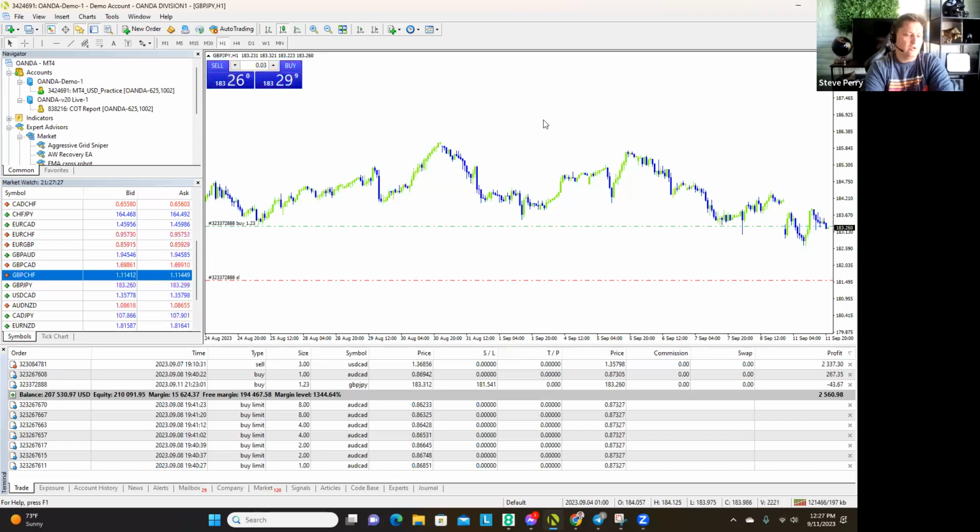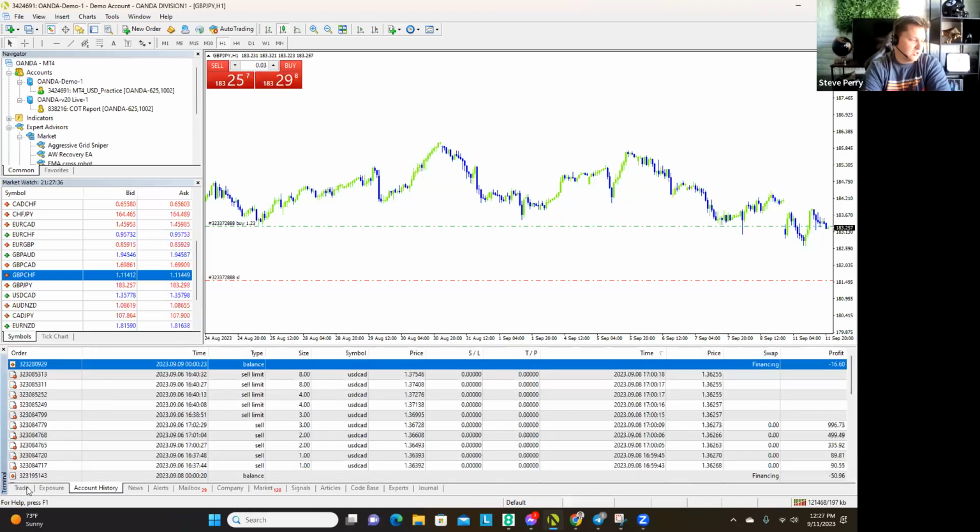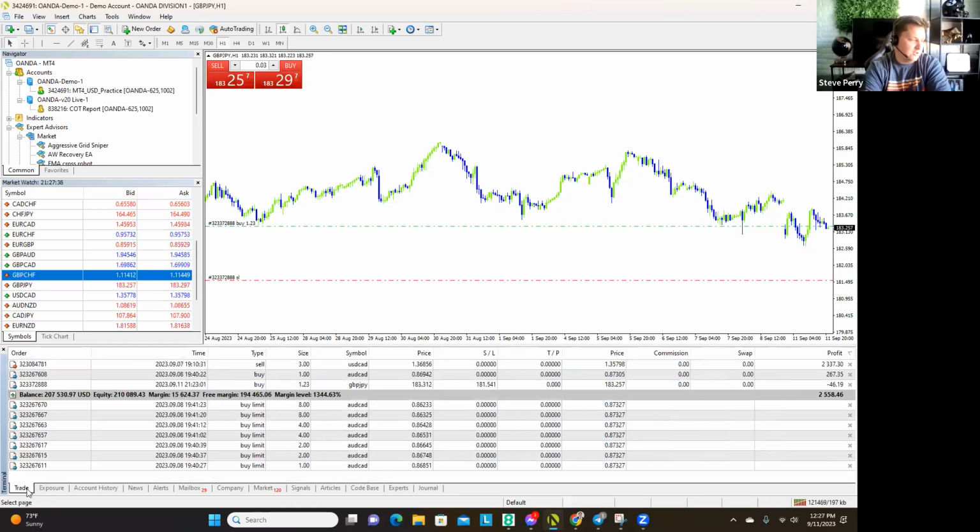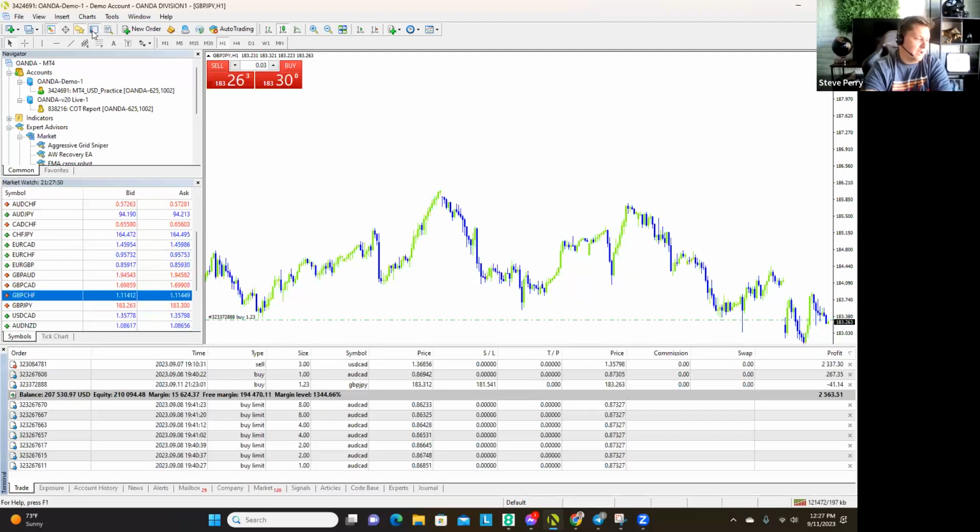So how do you do that now? So what you do is you can look down in your terminal, guys, down here. If you don't have a terminal, like this is your terminal area. It shows your account history, your exposure, trades that you have open, just all kind of stuff like that. Your terminal you can get by clicking on this button right here. It says terminal. You can actually take it off or put it back on.